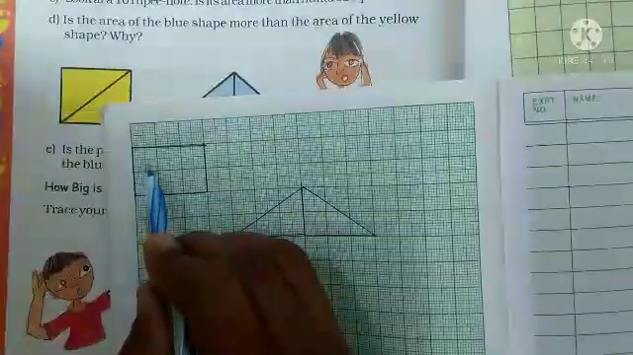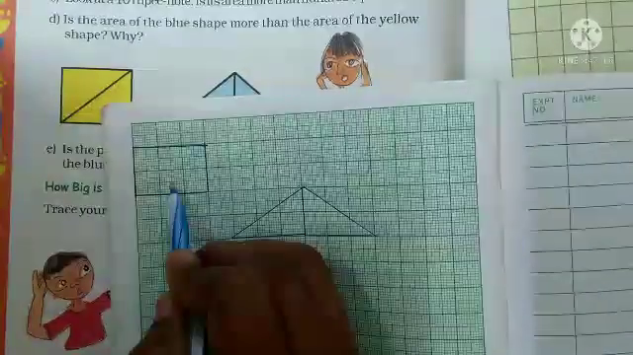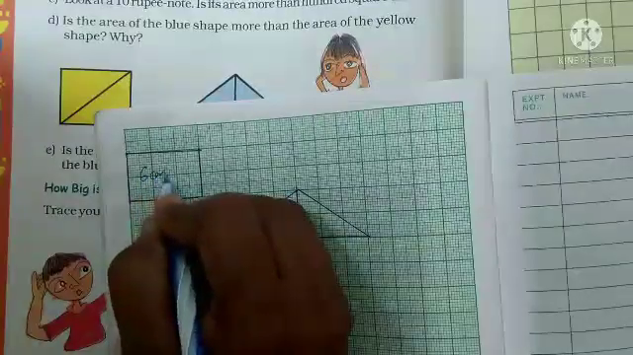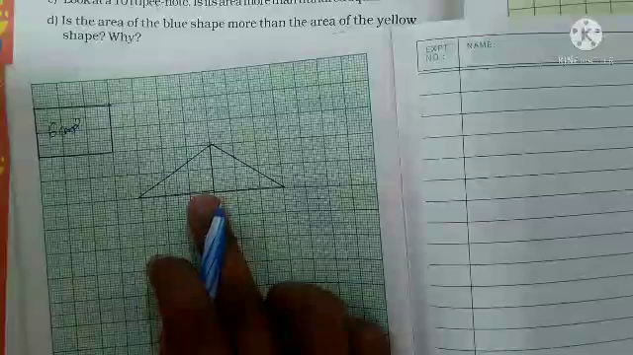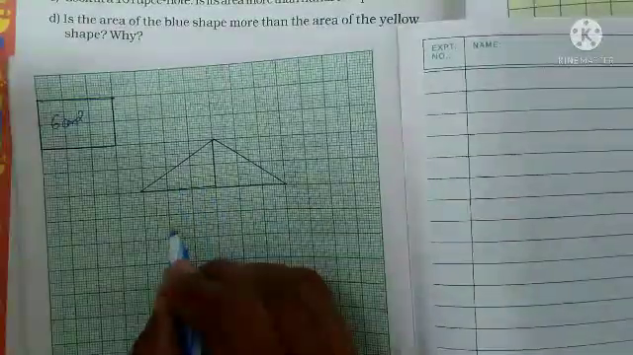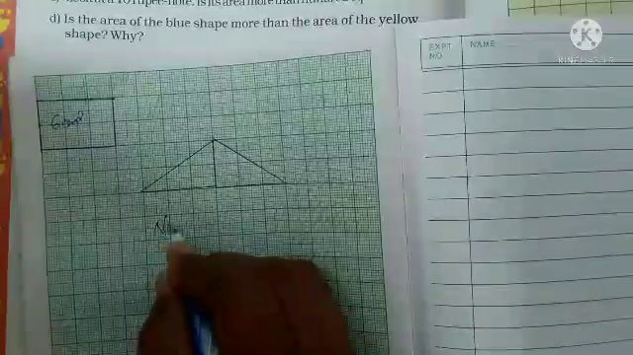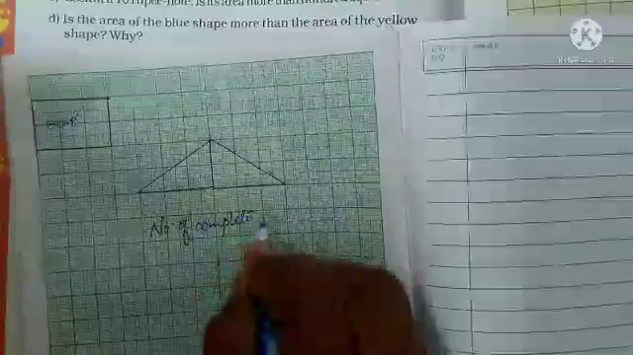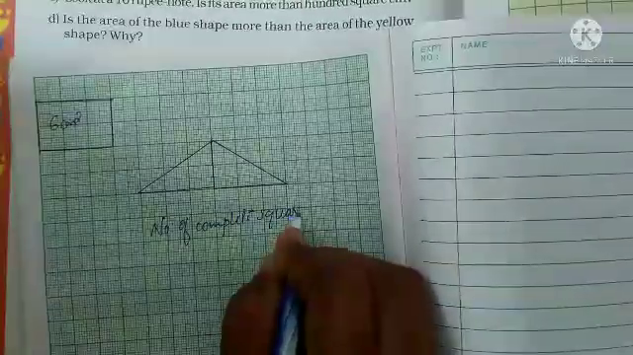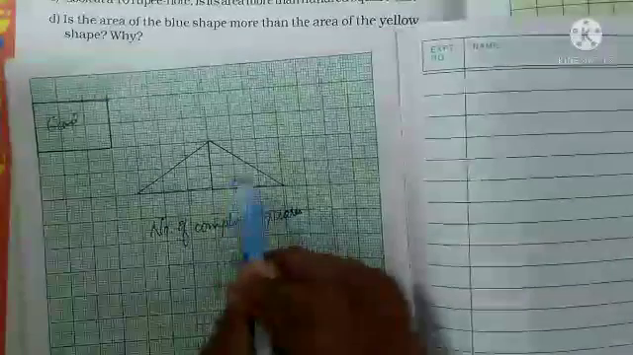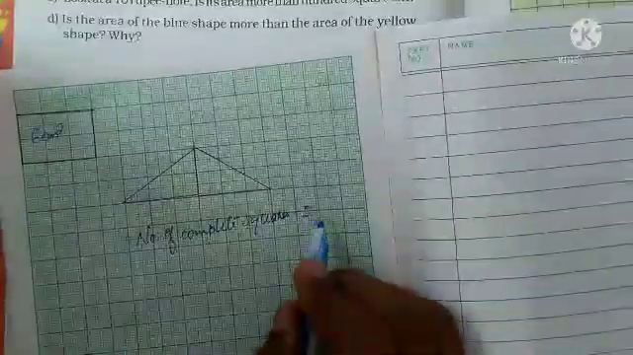First we need to find out the area of the yellow figure. Counting the unit squares: 1, 2, 3, 4, 5, 6. So the area of the yellow color is 6 square centimeter. And what is the area of the blue? First, we need to find the number of complete squares. How many of them are there? Yes, 1, 2. And what is the next step?